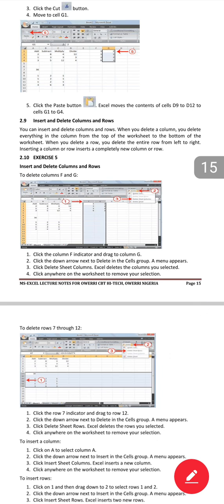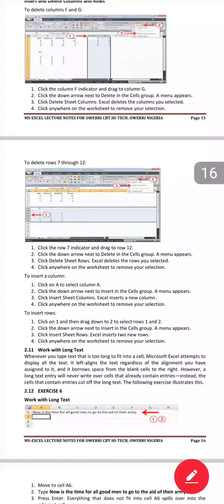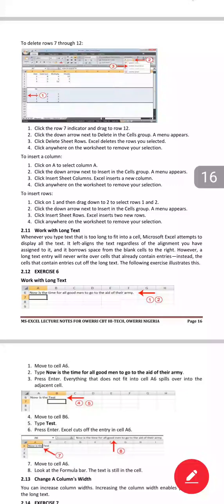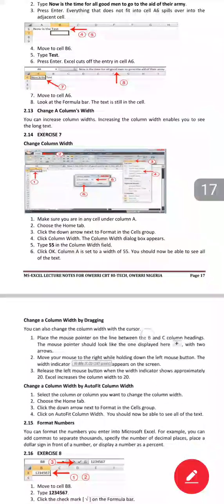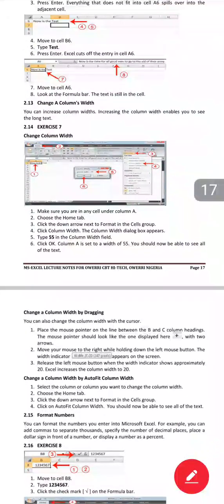We can also insert and delete columns and rows by clicking on the Insert tab and going to Delete, which has the option to delete a row or column. So we use these options to delete or add rows and columns.